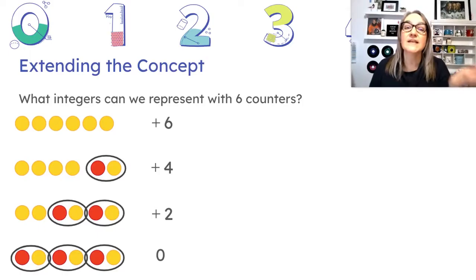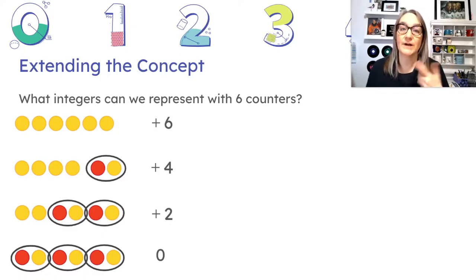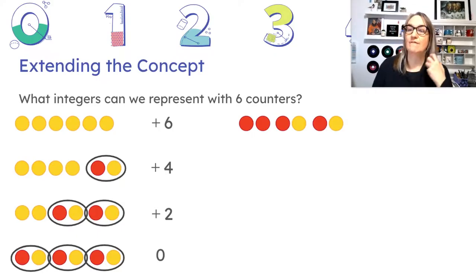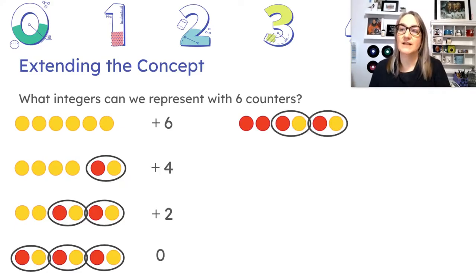All right, let's keep going, turning over one integer tile or counter at a time. So if we do that, now we have 4 red counters and 2 yellow counters. We've created 2 zero pairs. We discard those. We are left with 2 red counters. Each red counter represents -1. So we've just represented the integer -2 here.